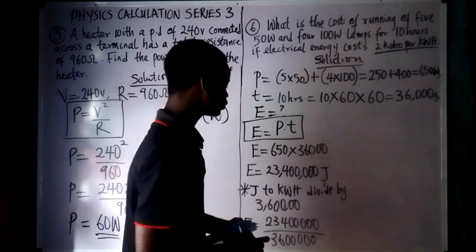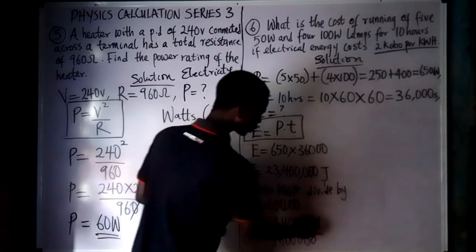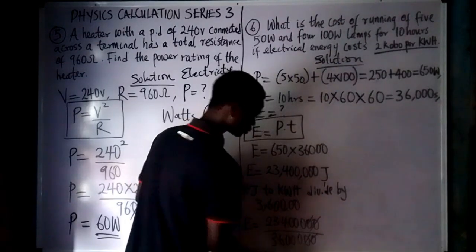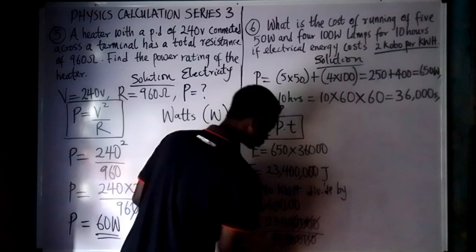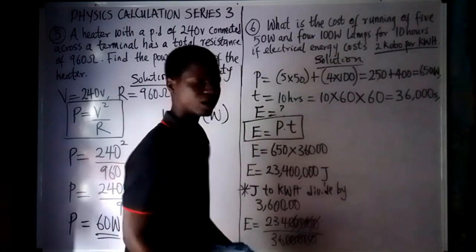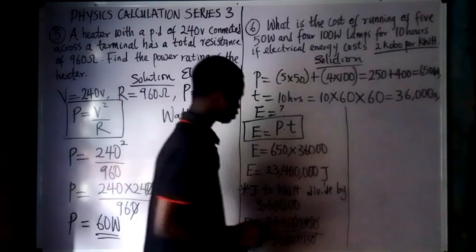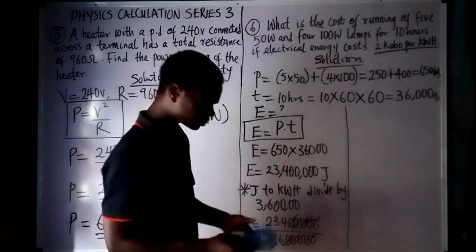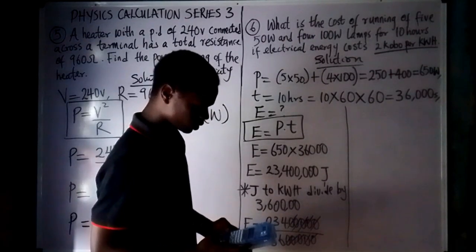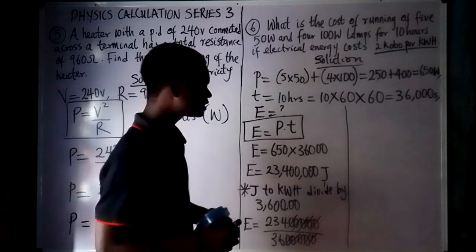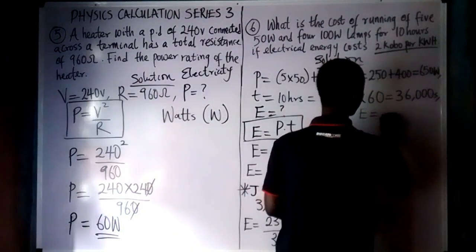So next thing we do, we simply help ourselves out by striking out some zeros. 0 cancels 0, 0 cancels 0, 0 cancels 0. This one we cancel this, and this we cancel this. So this is what we now have left. Let's continue solving our question. E will now be equal to, let's see what that will finally give us, 234 divided by 36. It gives us exactly 6.5. So our energy in kilowatt hour is now 6.5 kilowatt hour.